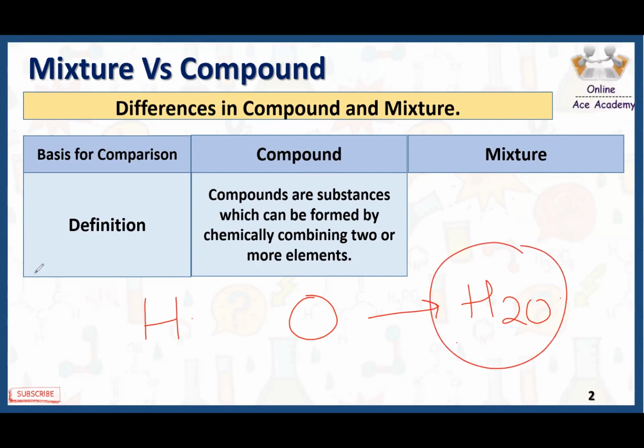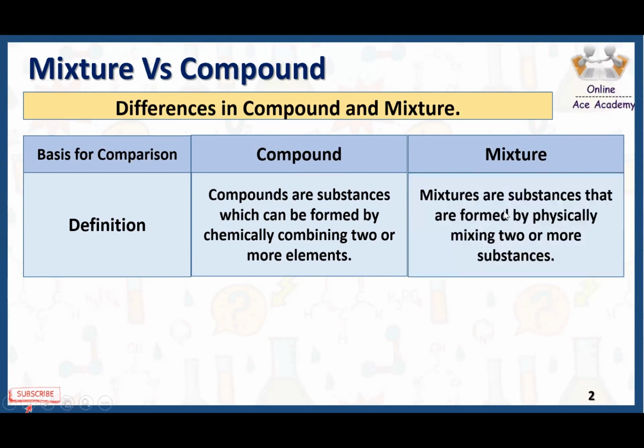Then we have mixture. Now, what is a mixture? Mixtures are substances that are formed by physically mixing two or more substances. Say, for example, we have salad. In salad, we have different kinds of vegetables. We have cucumber, tomato, cabbage, capsicum. When all of them join together, as a result, we get a mixture, that is salad. So, a compound is a chemical combination. On the other hand, a mixture is a physical combination.